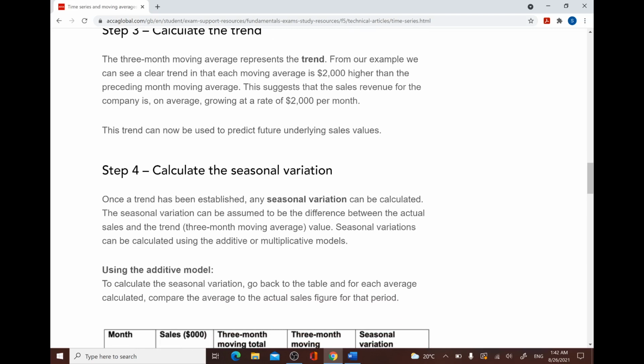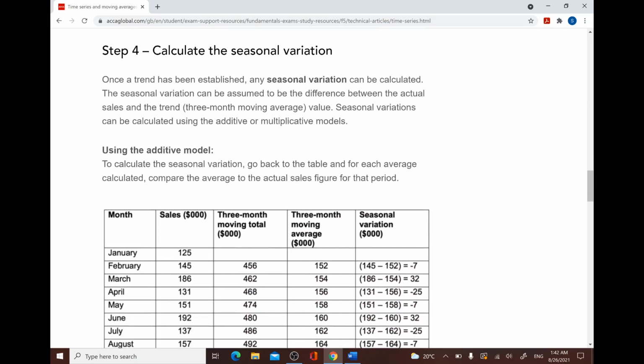So therefore, it's possible for you to predict the future underlying sales values, especially when you've got the trend right here. Okay? Now, of course, ladies and gentlemen, what about the seasonal variation? For the seasonal variation, once a trend has been established, any seasonal variation can be calculated. So how do you calculate the seasonal variation? That is the difference between the actual sales and the trend.